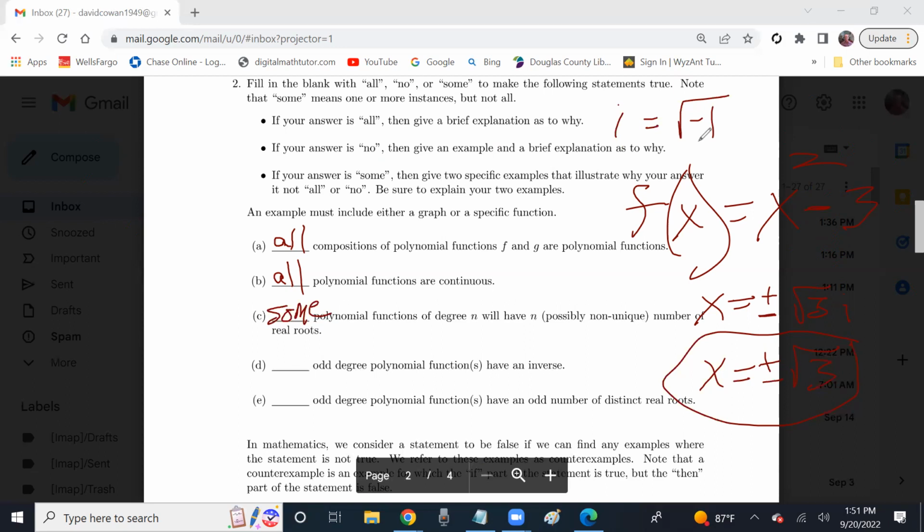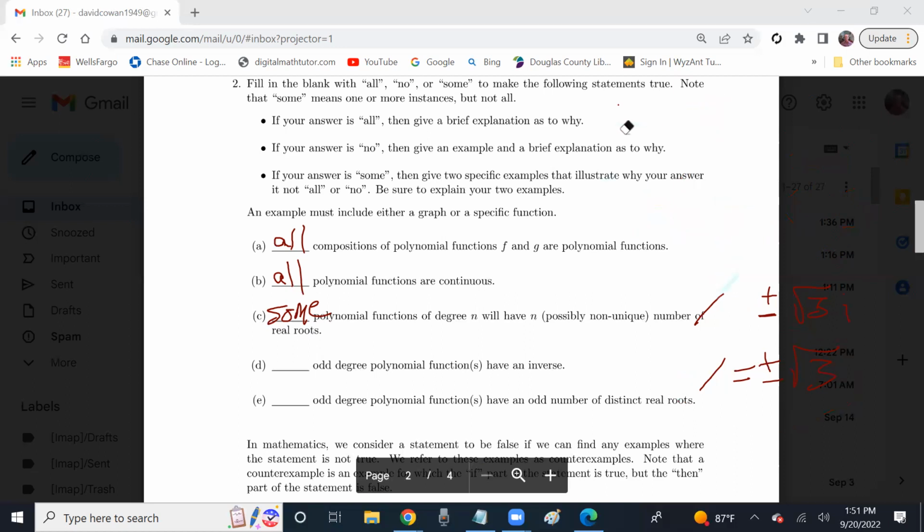All right, so the next question. Odd degree polynomials have an inverse. Odd degree polynomials have an odd number of distinct real roots. And I think that is probably all. Well, let's talk about the inverse first.